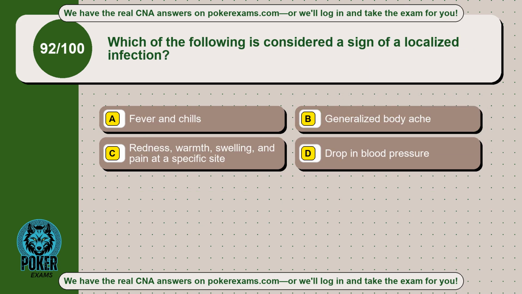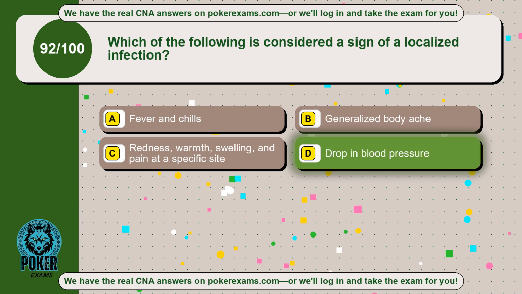Question 92. Which of the following is considered a sign of a localized infection? Option A. Fever and chills. Option B. Generalized body ache. Option C. Redness, warmth, swelling, and pain at a specific site. Option D. Drop in blood pressure.